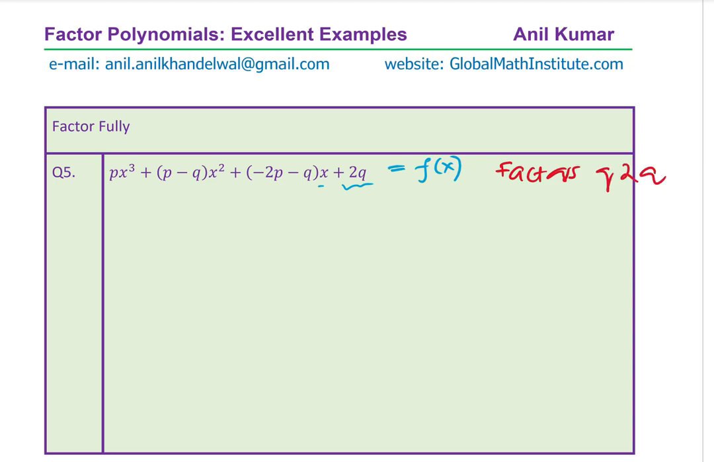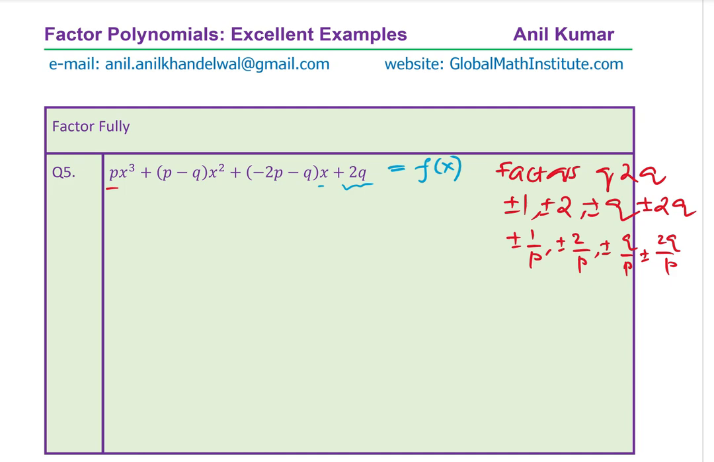Factors of 2q could be plus minus 1, plus minus 2, plus minus q, right? Even plus minus 2q. If you go deeper into factor theorem, we also need to divide them by p. So there are many combinations, right? There could be 1 over p, plus minus 2 over p, plus minus q over p, plus minus 2q over p. So these are all the possible combinations which can work for us.